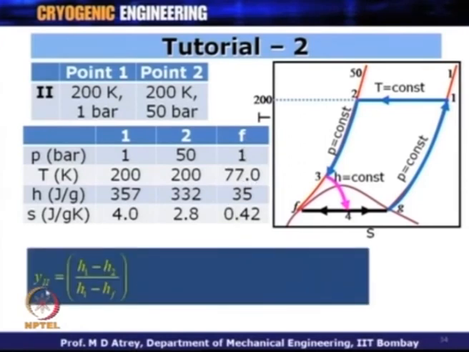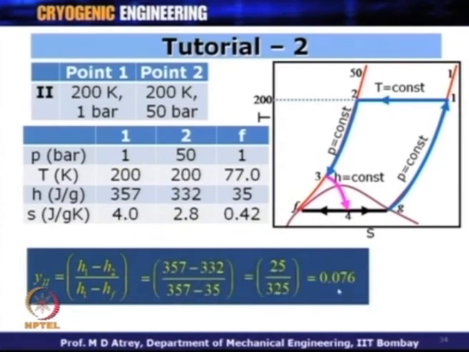If I calculate Y for case number 2, with the same formula, putting in the values of enthalpies at these points, I get 0.076. So, as compared to the 0.023 we got in case 1, I am now getting 0.076. What is the reason? The reason is that the compression is now carried out at a lower temperature. 1 to 2 is happening at 200 Kelvin, while the earlier process was happening at 300 Kelvin, and you see correspondingly I got an increase in the value of Y in this case.